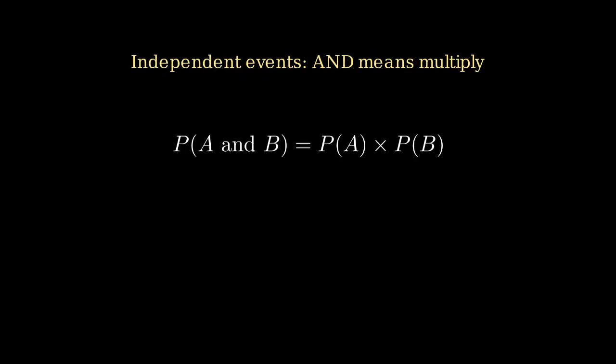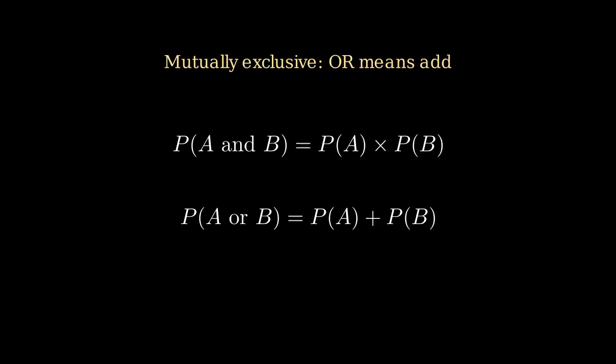Today we're looking at combining probabilities, and the key is spotting two small words, "and" or "or". For independent events, P of A and B equals P of A times P of B, but for mutually exclusive events, P of A or B equals P of A plus P of B.